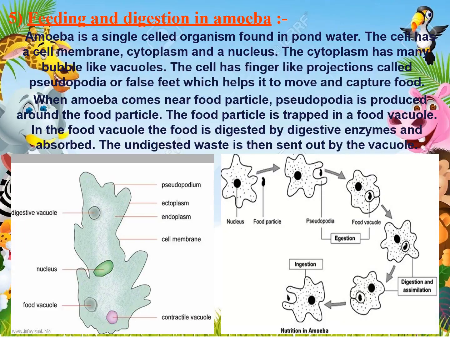The pseudopodia then come around the food particle, then it changes its shape and traps the food particle, and it passes into the body of the amoeba where the digestive enzymes digest the food particles, and the undigested food particles are sent out by the vacuole. So this is the process of digestion in amoeba as you see in the pictures.